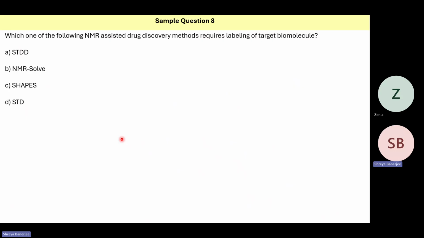The next question is asking which one of the following NMR assisted drug discovery methods require labeling of the target biomolecule?